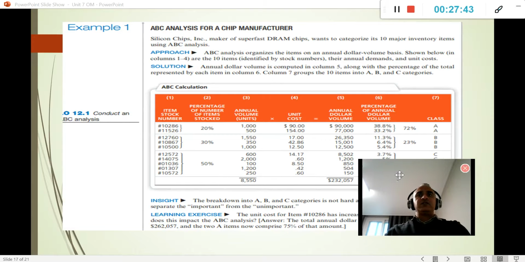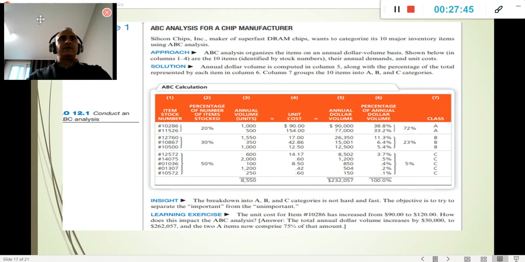Okay, so in your assignment, this is part of your assignment, you're going to do the ABC analysis. I want you to read this one carefully, but I'm just going to go very slowly through it. This is a very simple calculation, which is based on the annual volume of units, meaning based on the quantity, and based on the cost of it, we will determine the annual dollar volume.